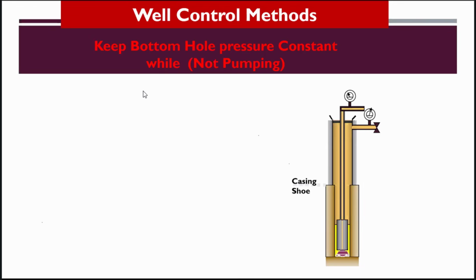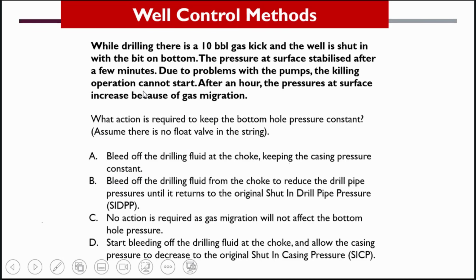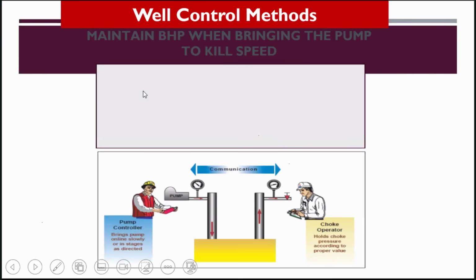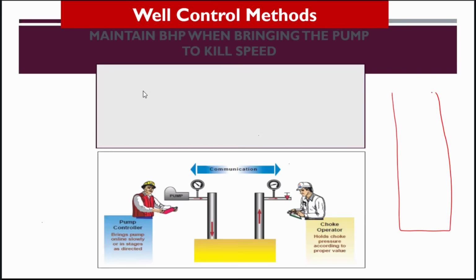So the basic principle is you have to keep bottom hole pressure constant. When you close in the well, you get two types of pressure, okay? When you close the well, this is your bit. You have closed the well, here you have influx.